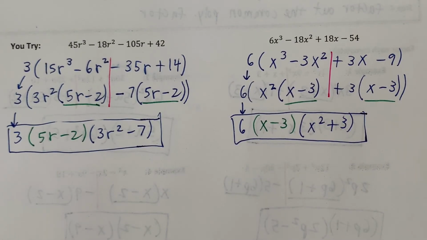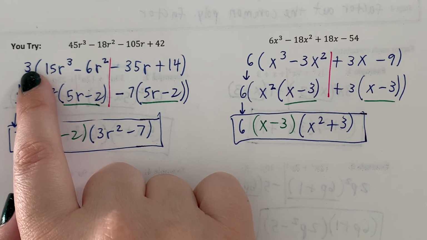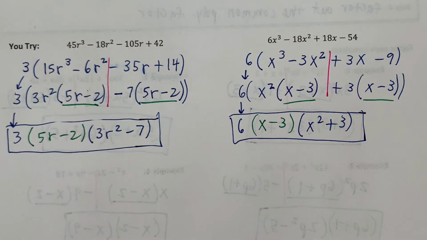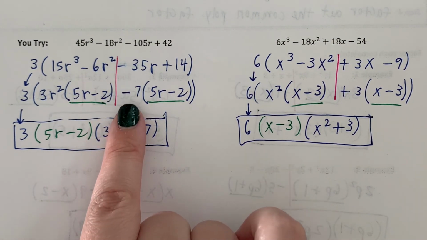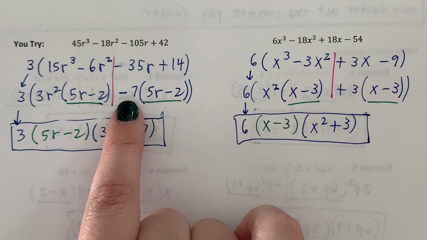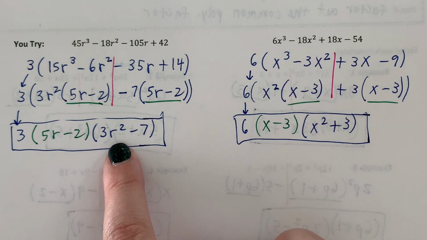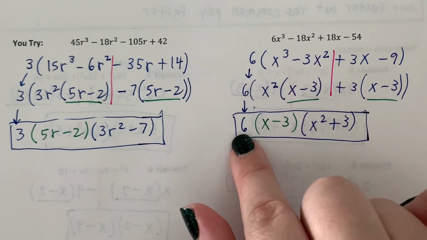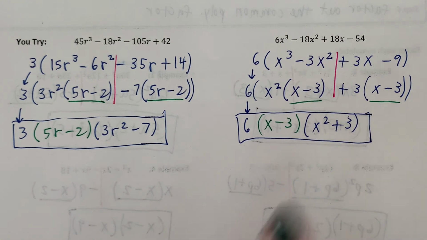We can check our last 2 you tries. On the first one, I pulled out a GCF of 3 right at the beginning, and you can notice I carried that 3 down into my final answer. I split it up into first half and second half. Notice that I did have my third term, which is a negative, so I did have to pull out a negative sign here. And then the factors that I got here were 5r minus 2 and 3r squared minus 7. And then for the last one, I pulled out a GCF of 6 right away, which I carried down, and my factors were x minus 3 and x squared plus 3.